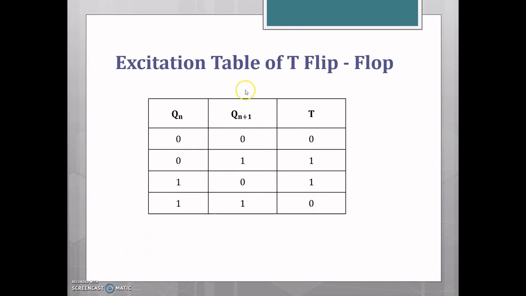So this is the excitation table for the toggle flip-flop. When the present state and the next state are the same, here it is 0 and the next state is 0, the toggle input is 0. Similarly, the present state is 1 and the next state is 1, the toggle input is 0. Whenever the present state and the next state are complemented, the toggle input is equal to 1.